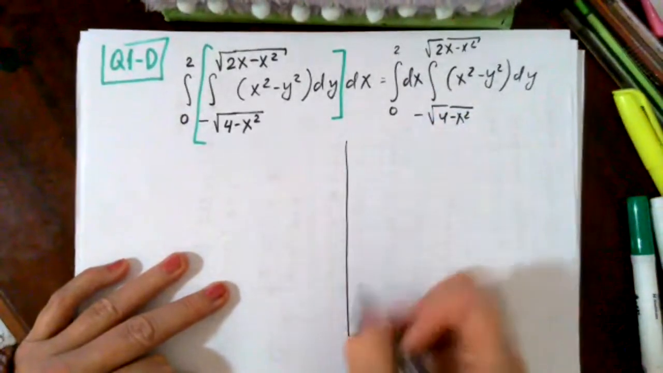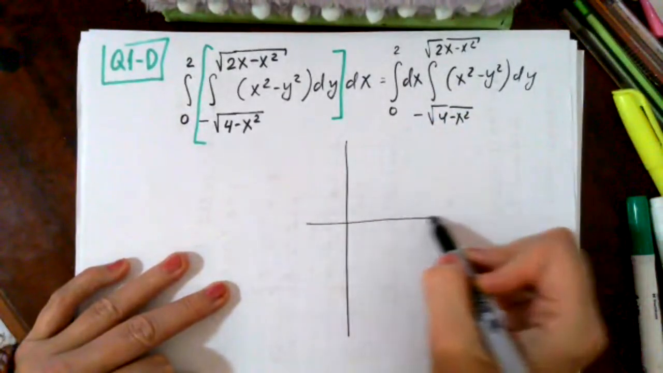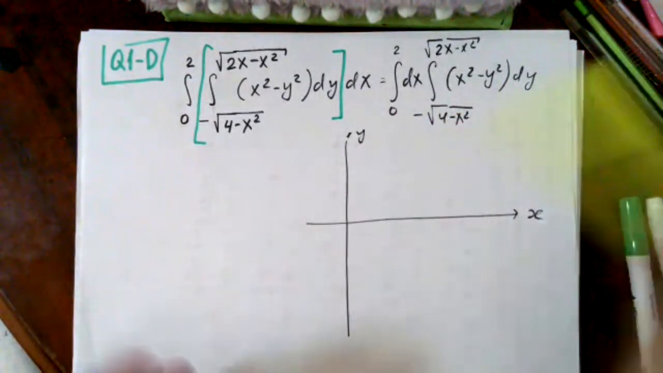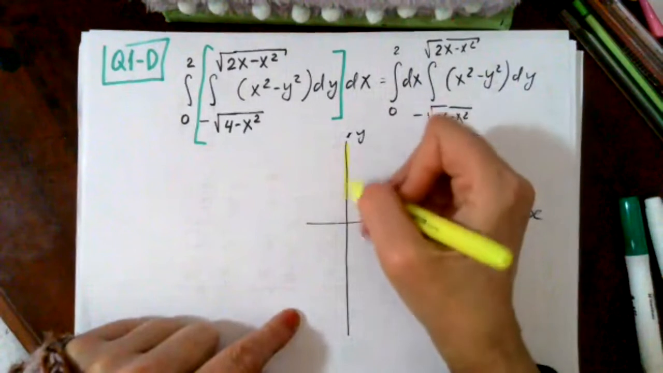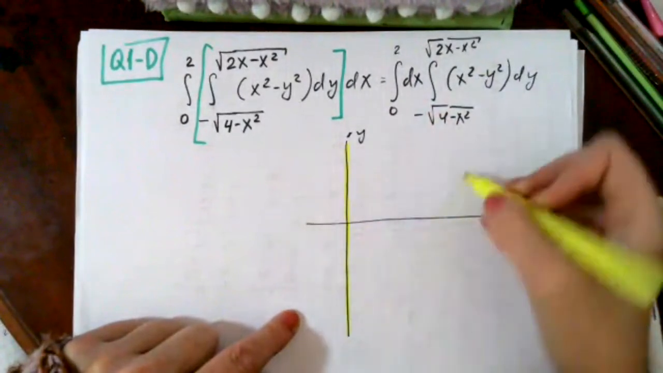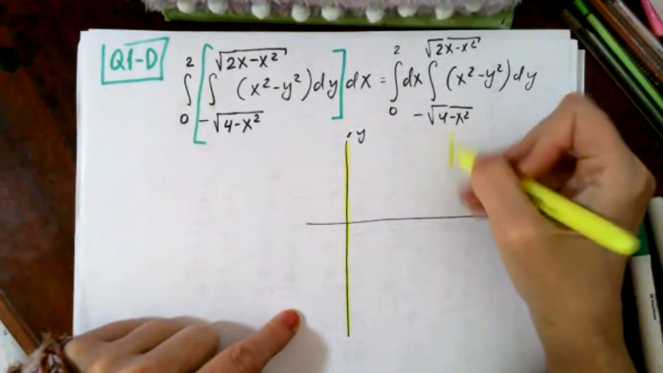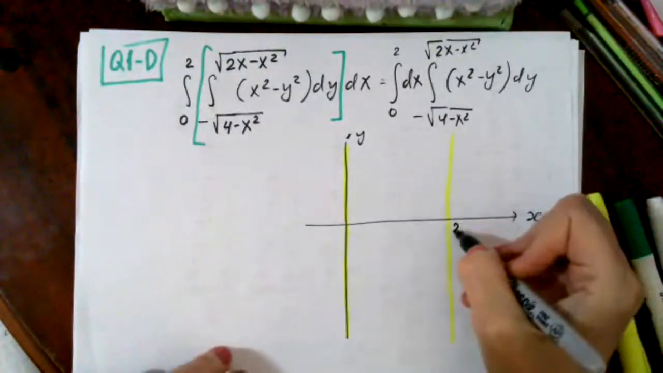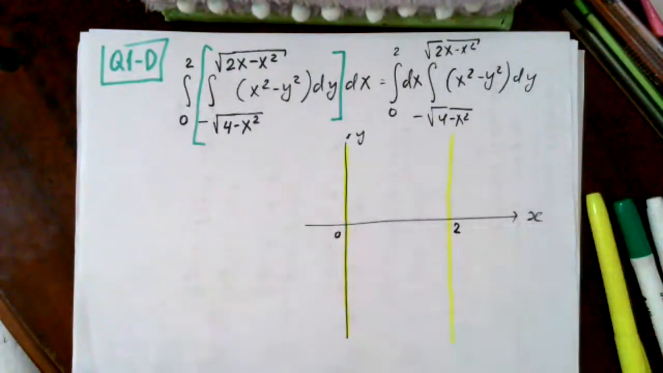So this is my coordinate system, x and y. And I start by plotting these two vertical lines. This is x equal to 0, and this is x equal to 2. So my future region of integration will be squeezed between these two lines.